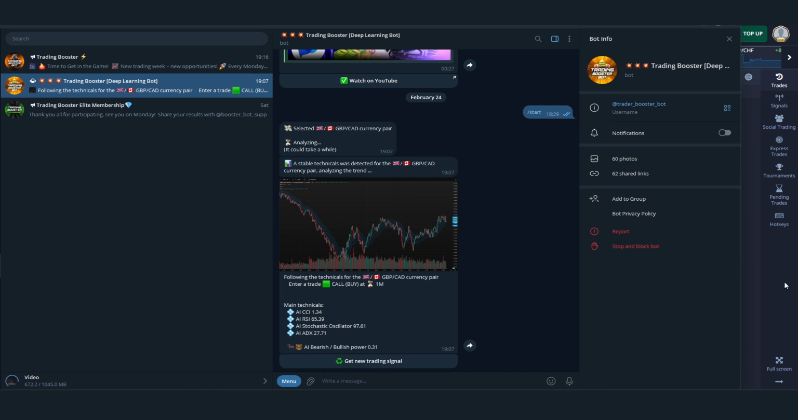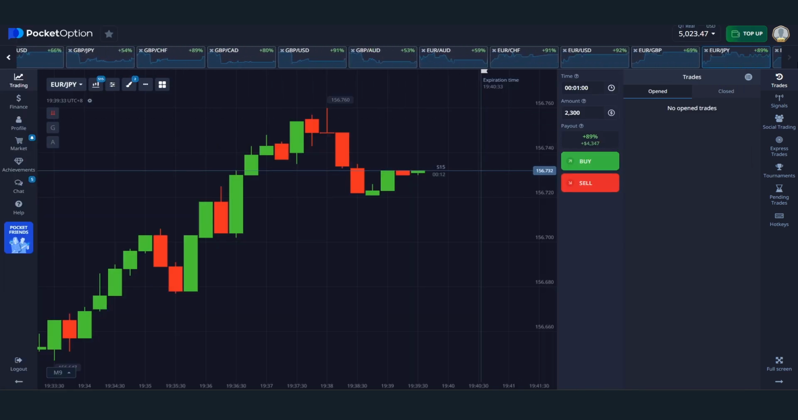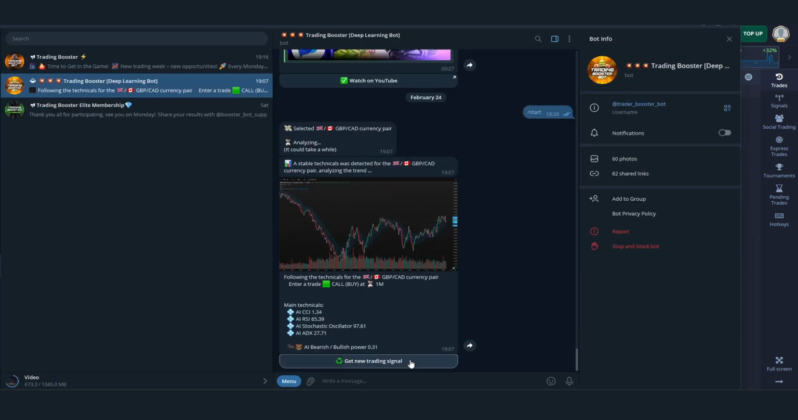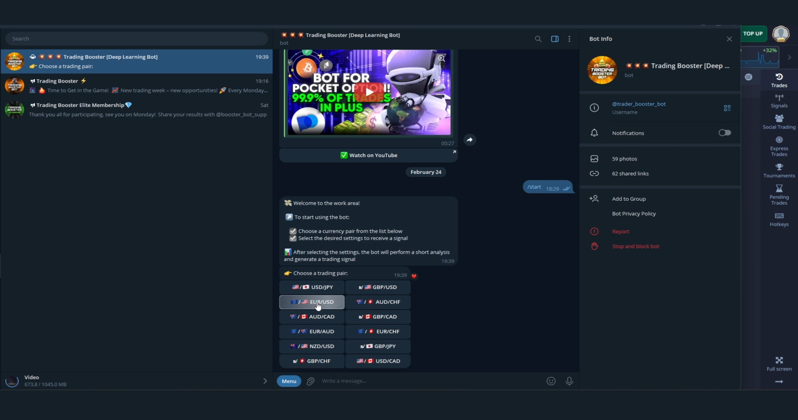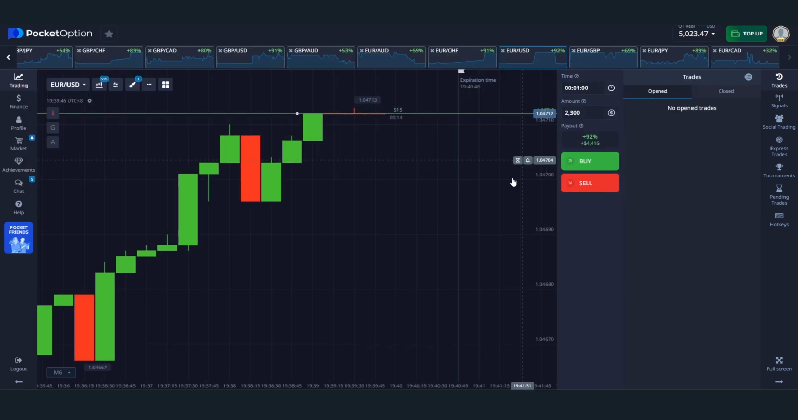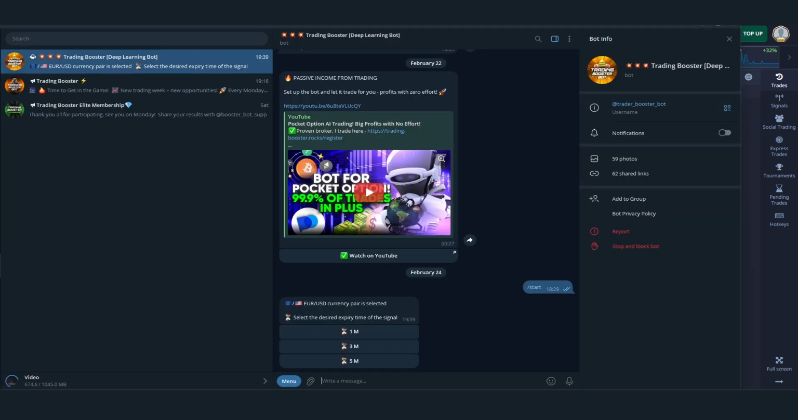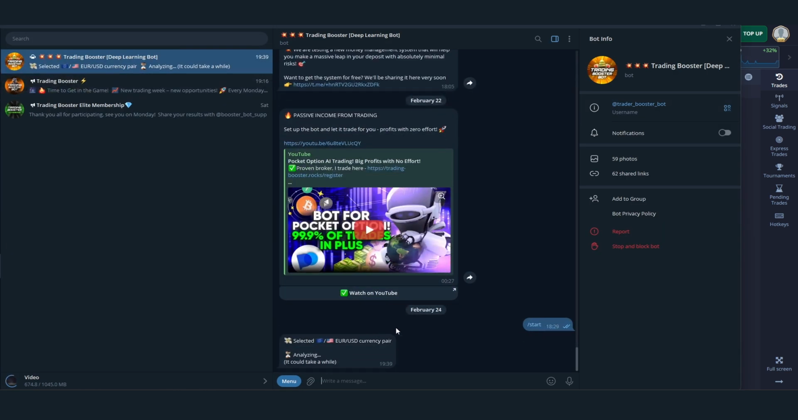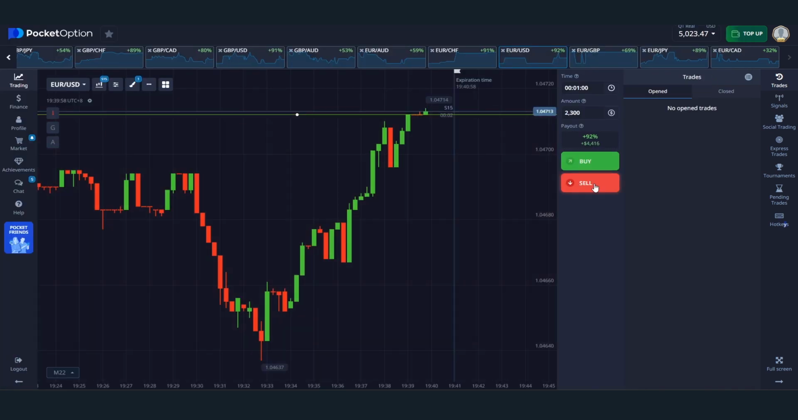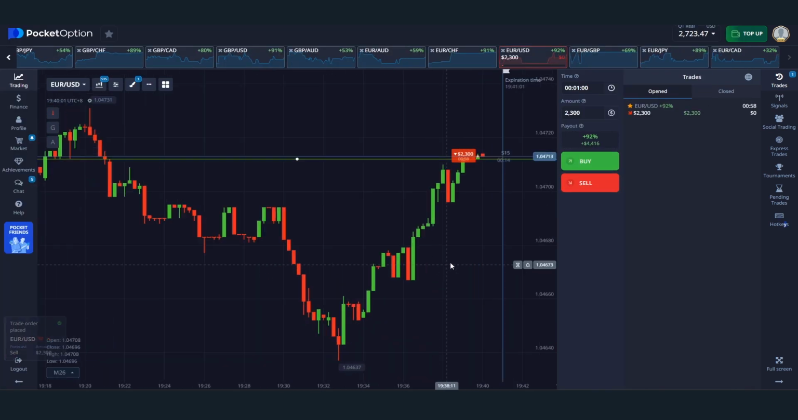Let's take a look at it in action. For this, I need to choose a currency pair that I like. Let's say it will be euro, dollar. Next, I go to the bot booster, select the same currency pair, and choose the time that is currently set on the platform. This is 1 minute accordingly. I will open the trade for 1 minute, select 1 minute for the trade, and wait for the signal. I receive a sell signal, and right from here, on the rebound from this level, I enter a sell trade.